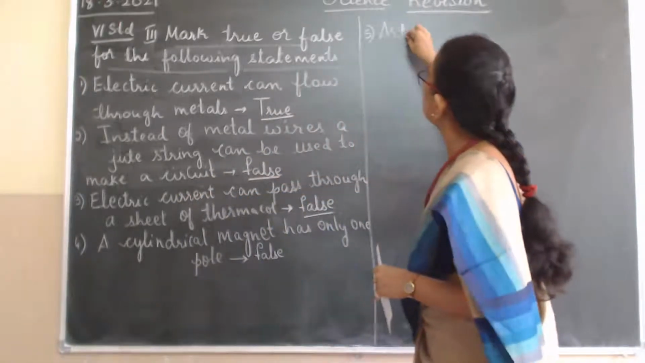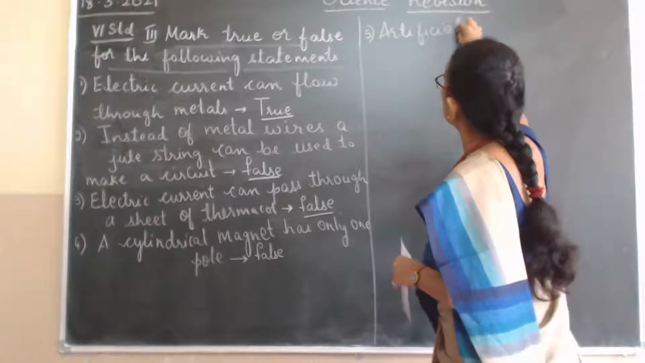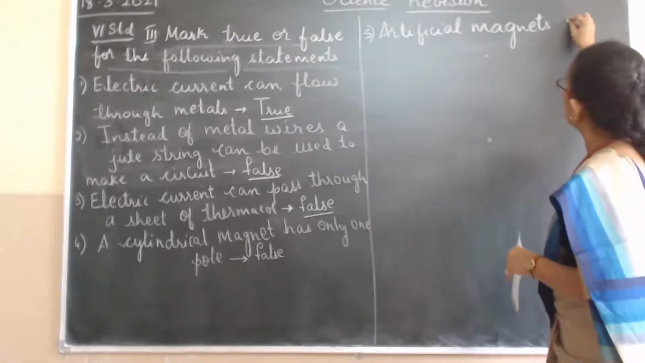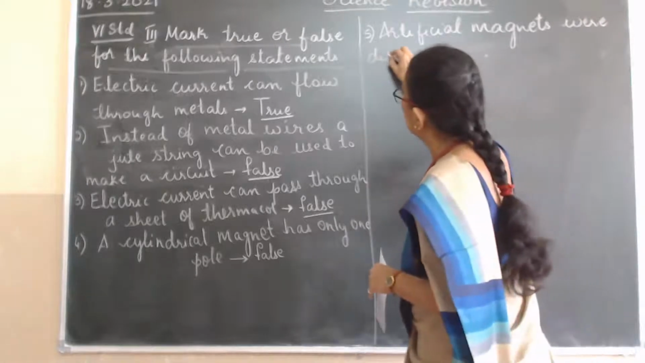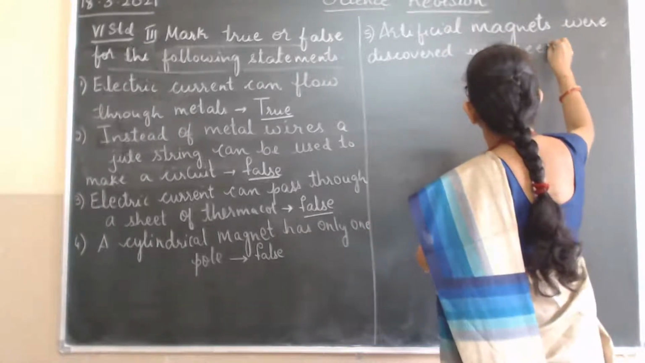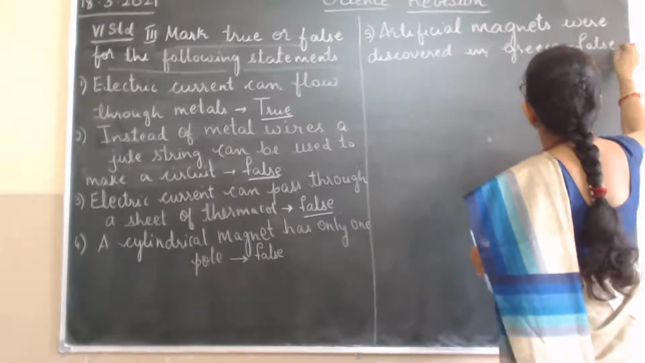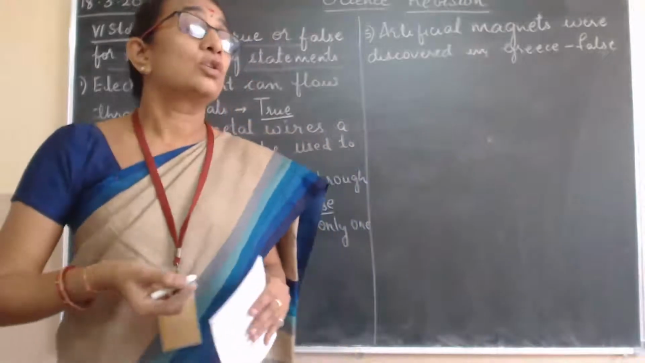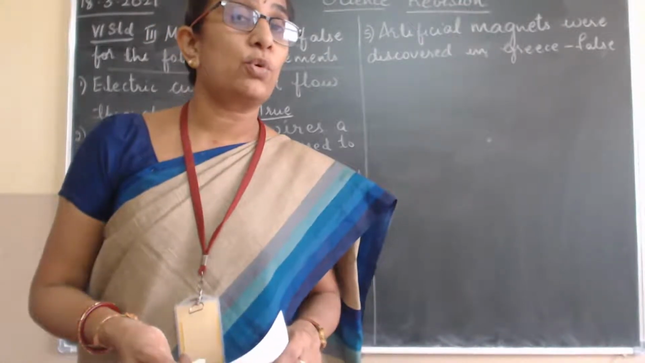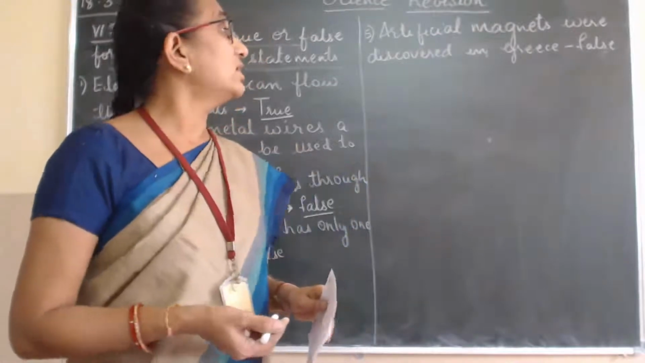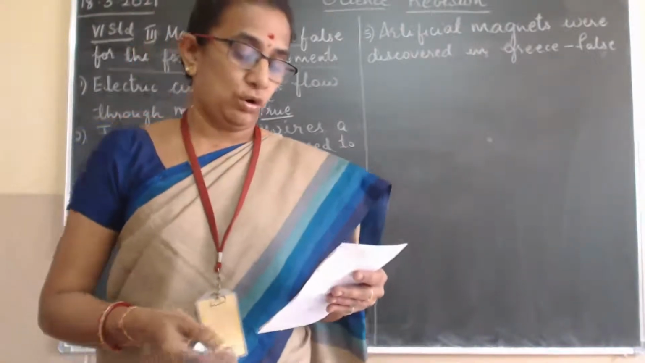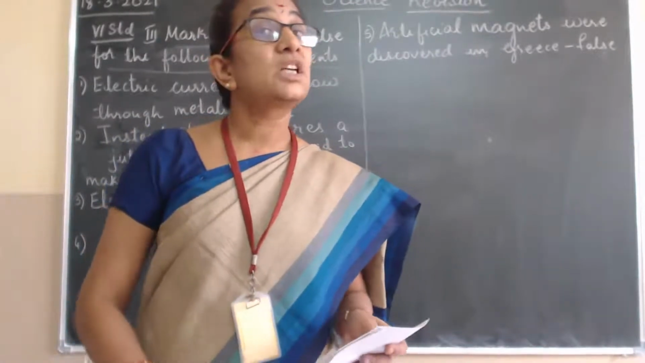Artificial magnets were discovered in Greece. There are many stories about the discovery of the magnet. Magnesia, understood. Artificial magnets are man-made, isn't it? The natural magnets were found in rocks, like in Magnesia and all. Artificial magnets are usually made from the magnets which they have got. So the sentence that artificial magnets were discovered in Greece is wrong.